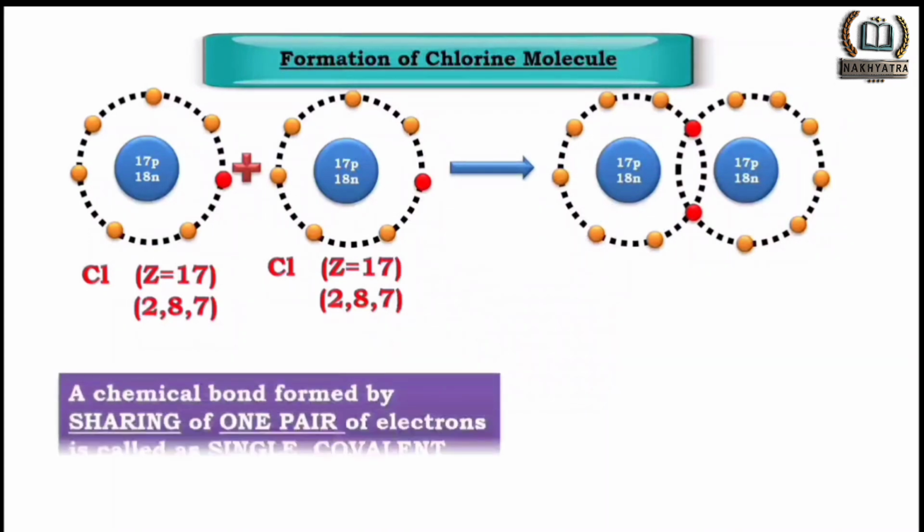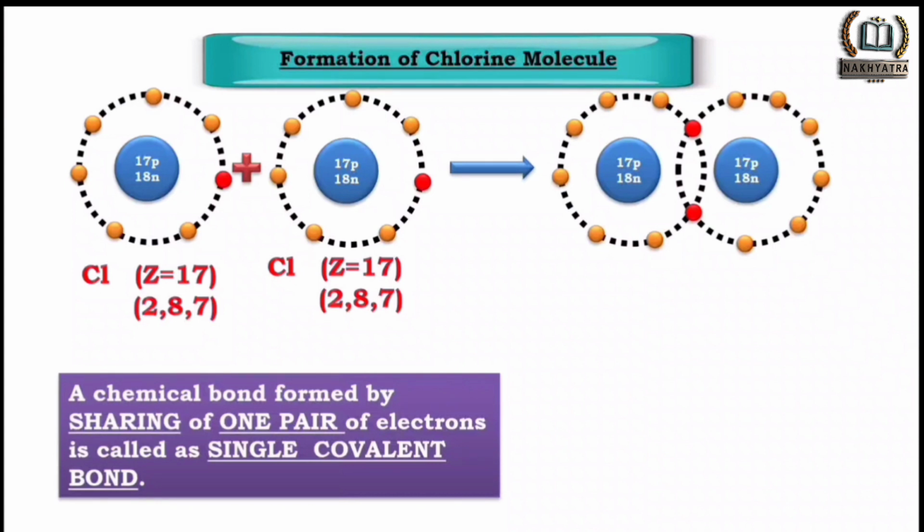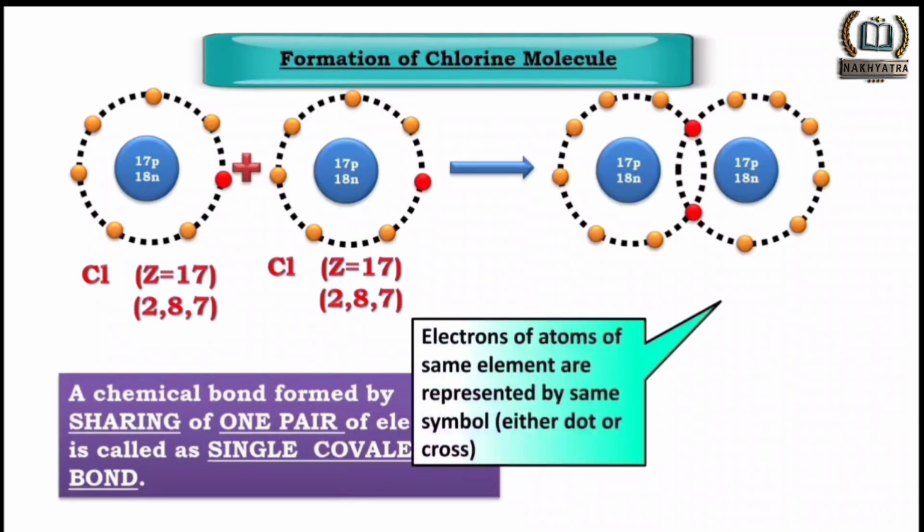So we can say that a chemical bond formed by sharing of one pair of electrons is called a single covalent bond. Is that clear? Here also the electrons of atoms of the same element are represented by the same symbol, either dot or cross.